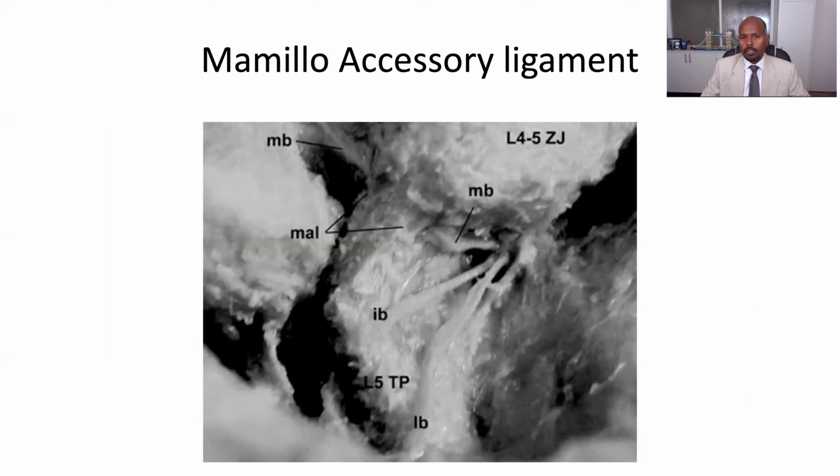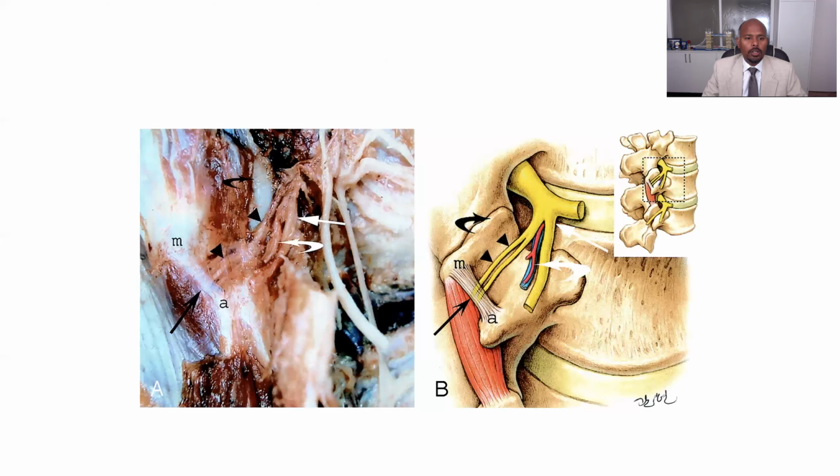One of the key structures that you need to remember when you're doing facet blocks is the mammillo-accessory ligament. This is a ligament which connects the mammillary process and the accessory process. And the medial branch runs underneath this groove. So if you're not underneath the mammillo-accessory ligament, you will miss the nerve. So this is how it looks.